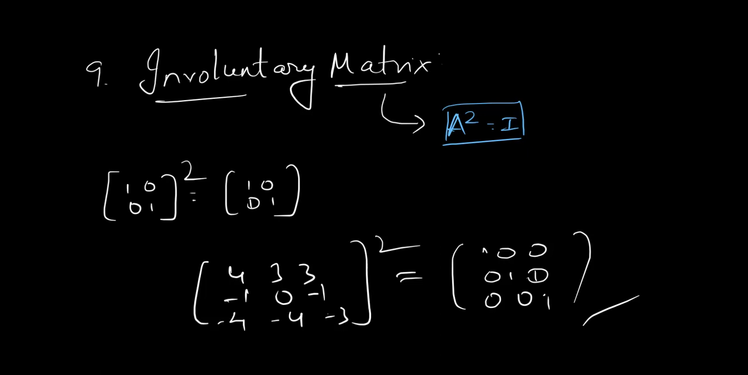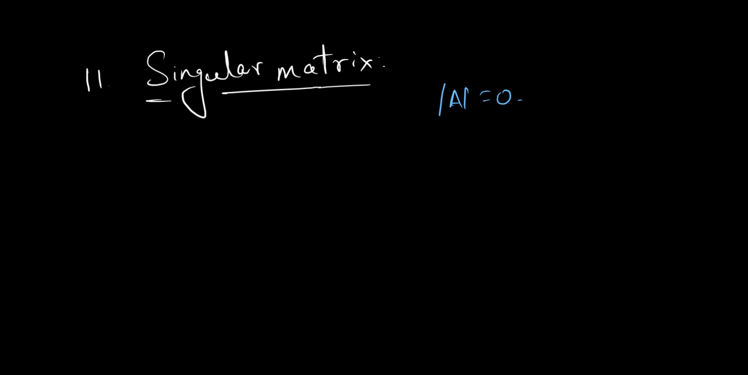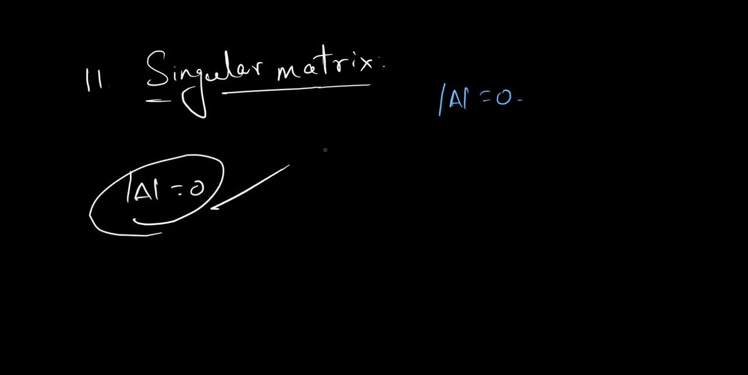Next, going ahead, we will see about the nilpotent matrix. Nilpotent matrix is really simple. A should not be equal to 0, A square is not equal to 0, but A cube should be equal to 0. This is called nilpotent matrix. And the 11th one is going to be singular matrix. The name itself says singular, right? If the determinant of a matrix is equal to 0, as we have seen here, then it's called a singular matrix.